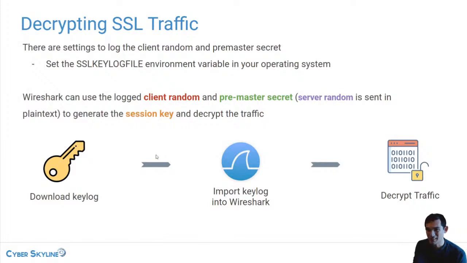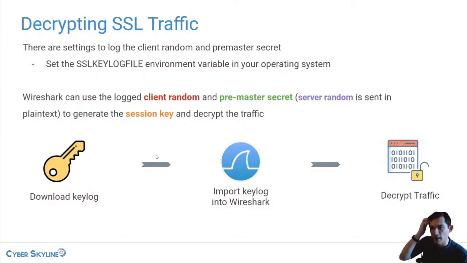So now that we know how it works, how do we actually go about decrypting it? To decrypt the traffic, what we're going to need to get access to is the pre-master secret, because as I showed in the slides, the client random and the server random are both sent over the internet in plain text, so anyone can access those. What we really need is that pre-master secret.